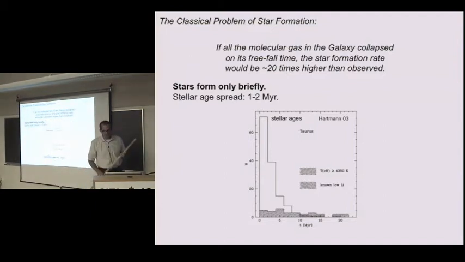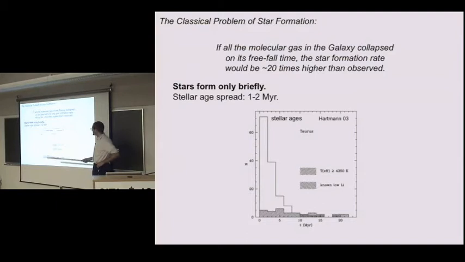Star formation is a process that takes many freefall times. Here is an age histogram for Taurus, as an example. You can do that for other regions, like Hartmann. What you see is you have the age here, and the numbers. The bulk of the star formation happens between 1 and 2 megayears. Of course, admittedly, there's a tail that stretches out to, I don't know, maybe 10 megayears, let's say.